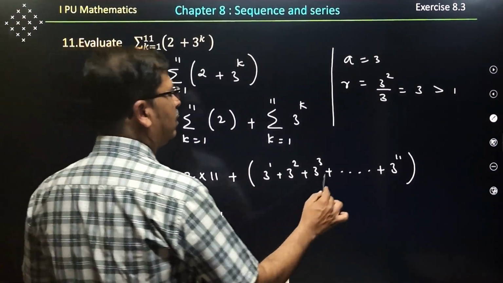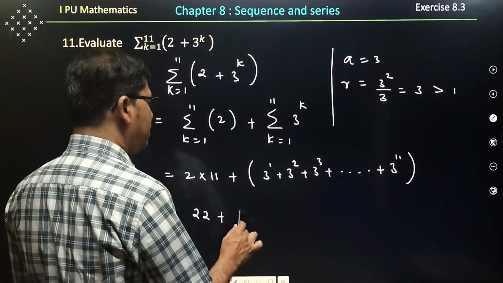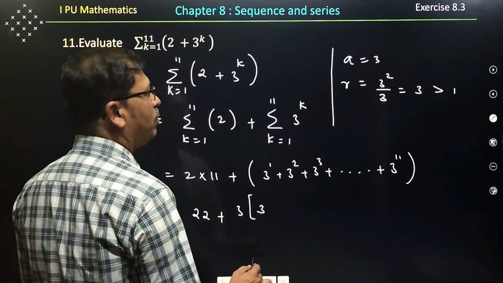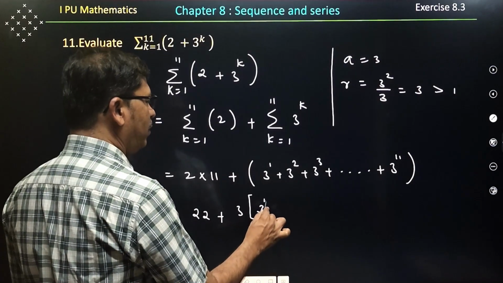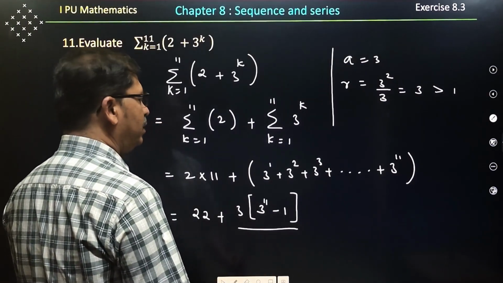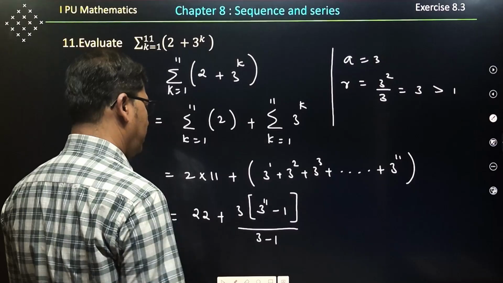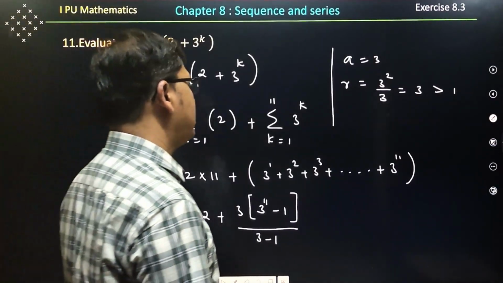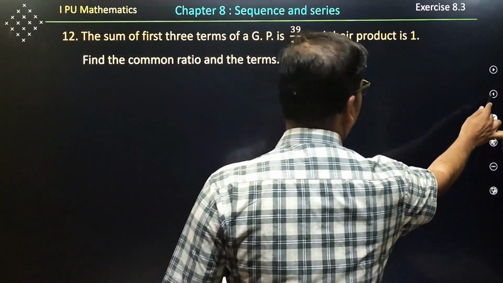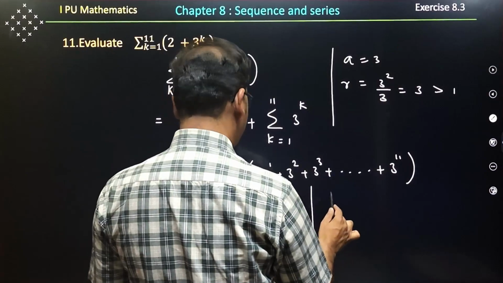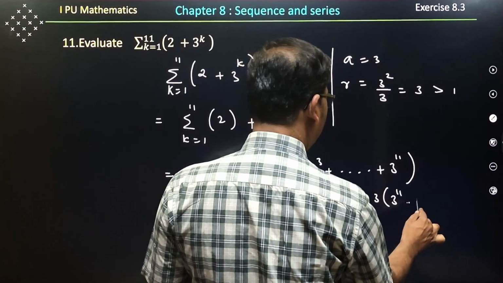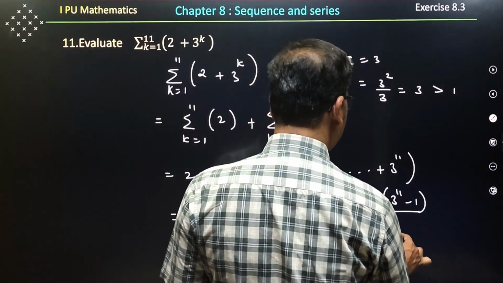So use the formula a into bracket r raised to n minus 1 divided by r minus 1, a is 3, r value is 3 to the power n in this case. N means 11, up to 11 here. 11 terms are there, divided by r minus 1, that is 3 minus 1 you can write here. So this is equal to 22 plus 3 into bracket 3 raised to 11 minus 1 divided by 3 minus 1, which is 2.